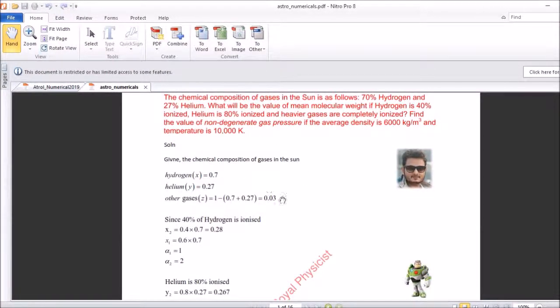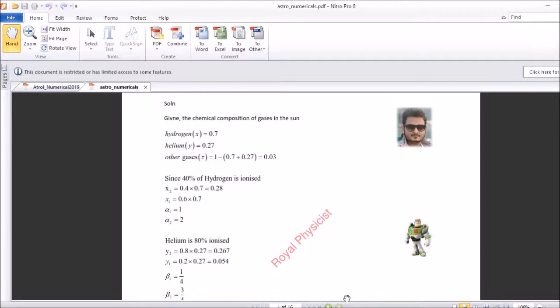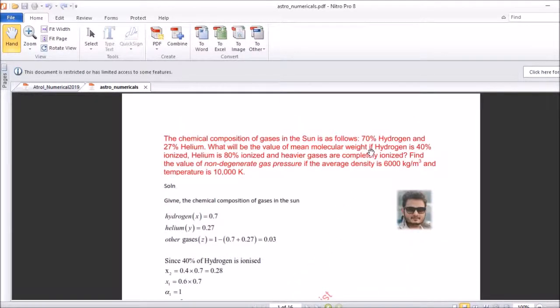so that will be equivalent to 0.03, which I have calculated here. Now, out of 70%, 40% is ionized, okay, so I will consider this 70% as the 100% of hydrogen, and then the remaining 60% is not ionized. Hydrogen's 70% is equivalent to 100% for hydrogen, of which 40% is ionized and the remaining 60% is not ionized.